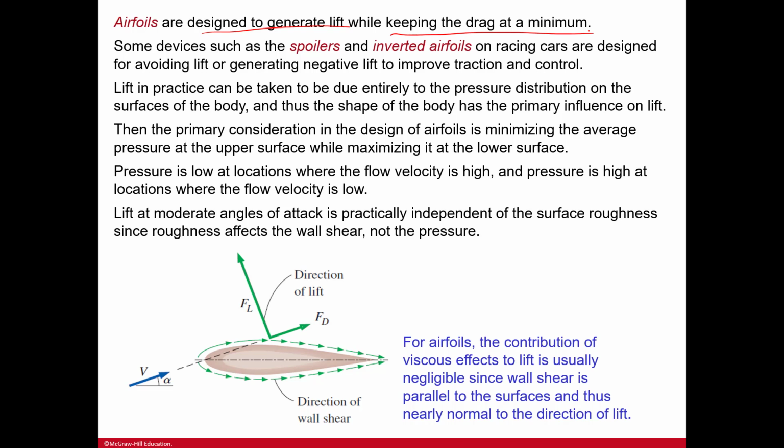Lift in practice can be taken to be due entirely to the pressure distribution on the surfaces of the body, and thus the shape of the body has the primary influence on lift. Then the primary consideration in the design of airfoils is minimizing the average pressure at the upper surface while maximizing it at the lower surface. Pressure is low at locations where the flow velocity is high, and pressure is high at locations where the flow velocity is low. Lift at moderate angles of attack is practically independent of the surface roughness, since roughness affects the wall shear and not the pressure.